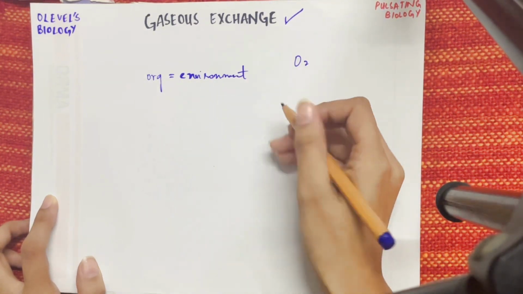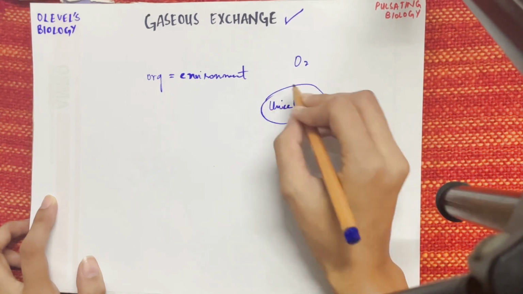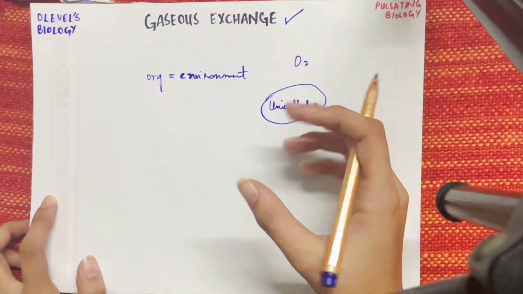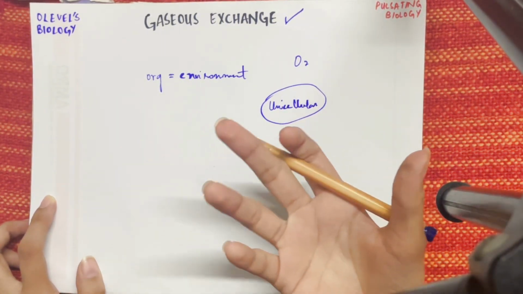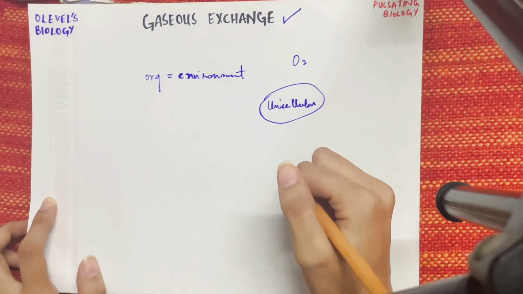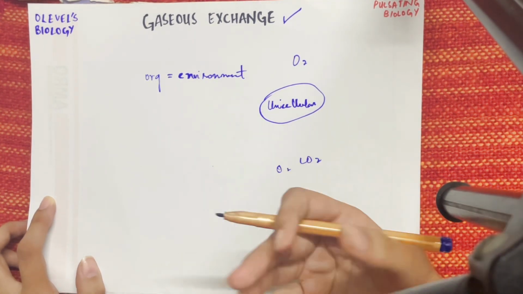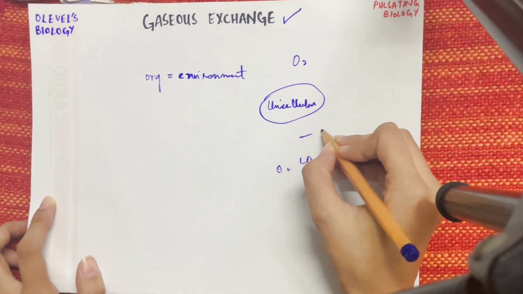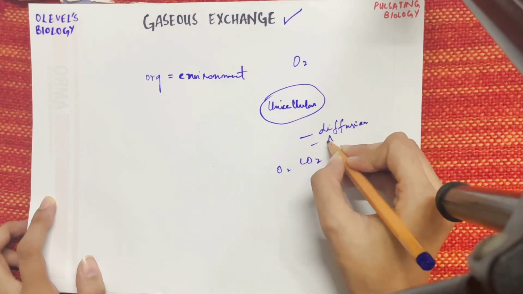For example, unicellular organisms have a large surface area to volume ratio. Such organisms do not require any special gas exchange system or an efficient oxygen transport mechanism. Instead, oxygen and carbon dioxide are efficiently exchanged between the organism and the surroundings by a process known as diffusion, or by active transport.